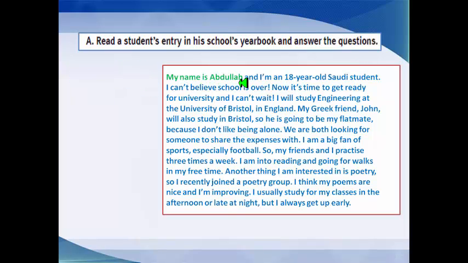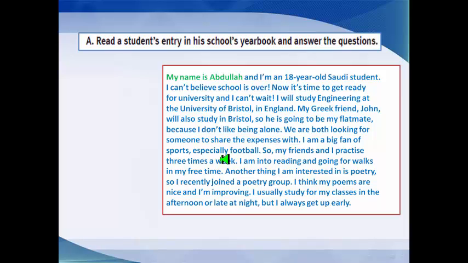My name is Abdullah and I am an 18-year-old Saudi student. I can't believe school is over. Now it's time to get ready for university and I can't wait. I will study engineering at the University of Bristol in England. My Greek friend John will also study in Bristol, so he's going to be my flatmate because I don't like being alone. We are both looking for someone to share the expenses with.